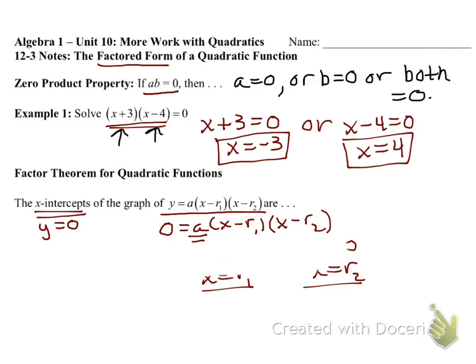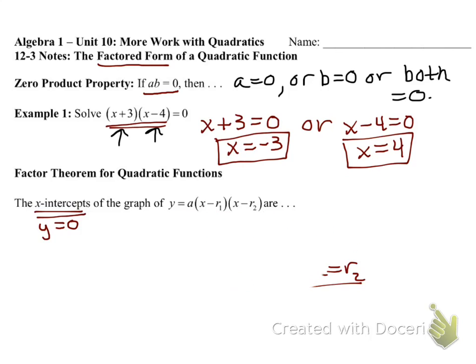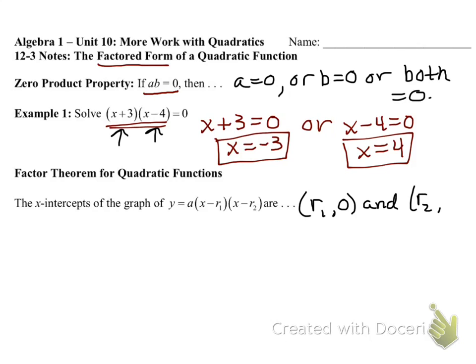So what we want to do is finish our sentence here on our notes, and what we're going to say is that the x-intercepts of the graph of y equals a times the quantity x minus r1 times the quantity x minus r2 are (r1, 0) and (r2, 0). So what that means is when you solve those two separate factors being equal to 0, what they tell you are the zeros or the x-intercepts of the graph.